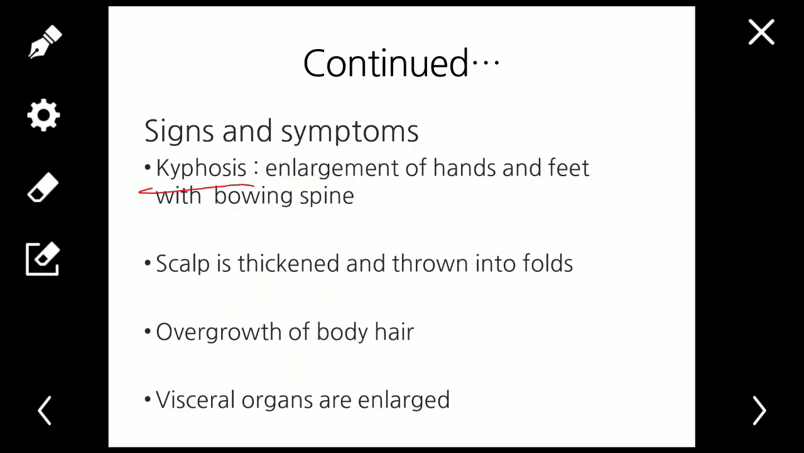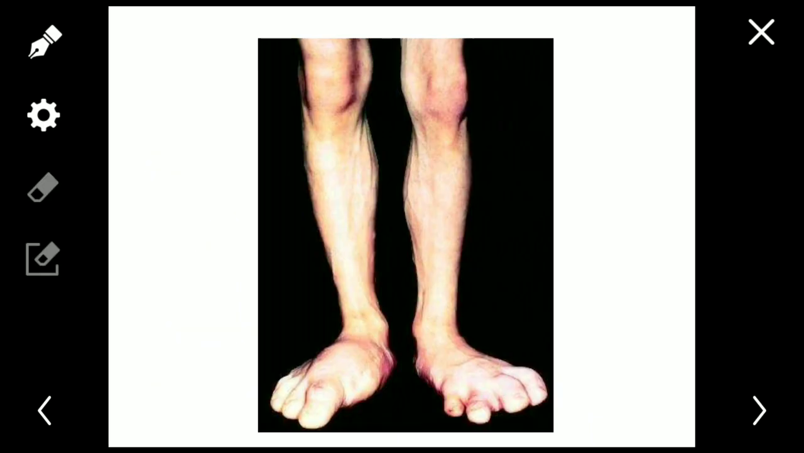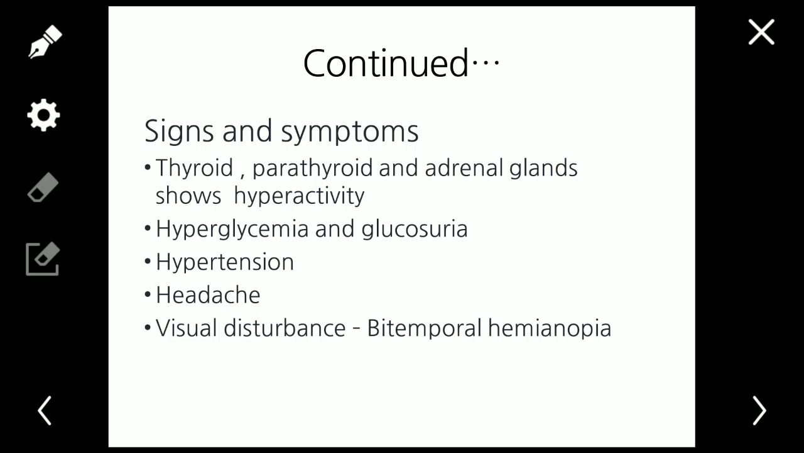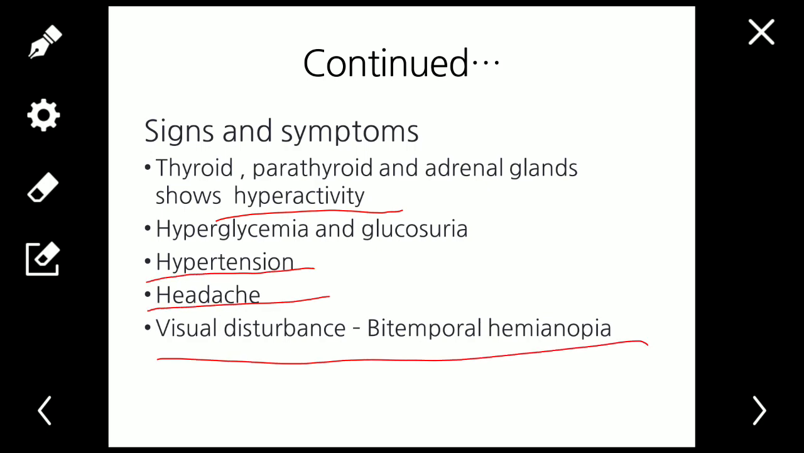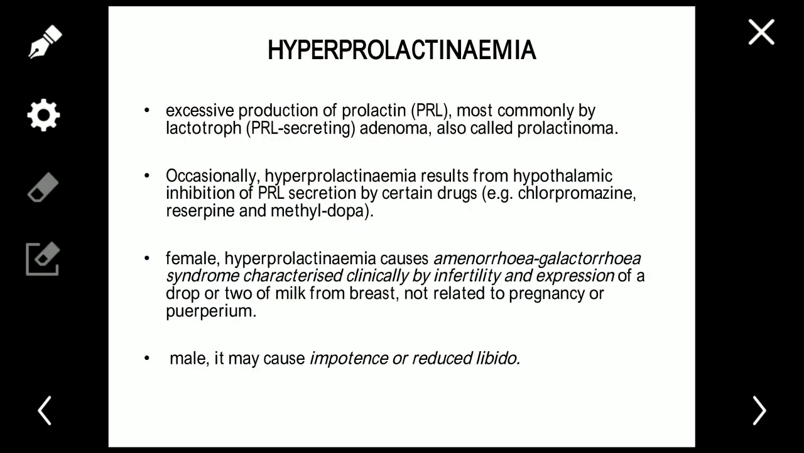Kyphosis will be there. Kyphosis is enlargement of the hands and feet with bowing spine. Scalp is thickened and thrown into folds. Overgrowth of body hair. Visceral organs are enlarged. So this is the extremities, where you can see there is enlarged extremities. And thyroid, parathyroid, adrenal gland also show hyperactivity because of increase in GH, hyperglycemia, glycosuria, hypertension, headache, visual disturbances. All these are the clinical features of acromegaly. So gigantism is an increase in GH in childhood, acromegaly is an increase in GH in the adult. So that is about growth hormone.